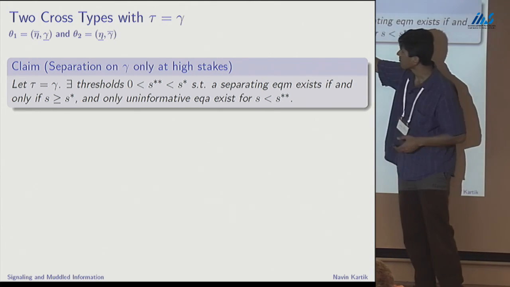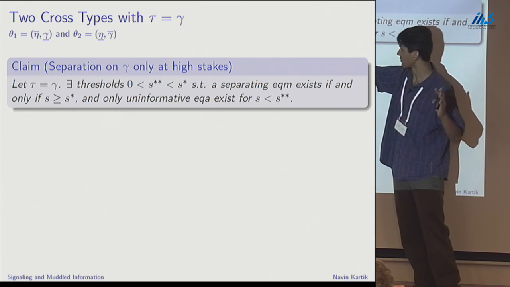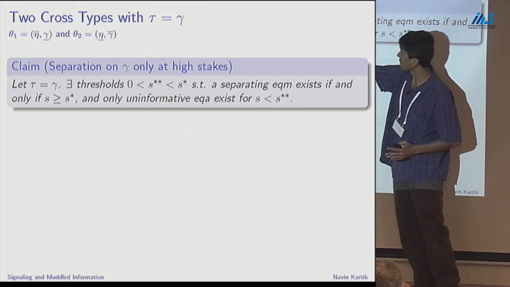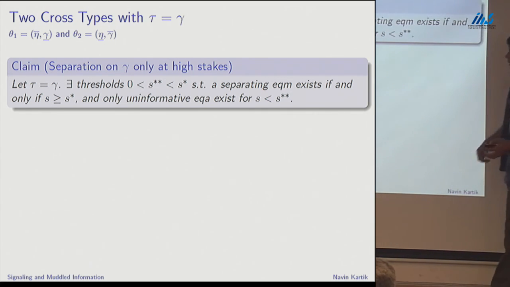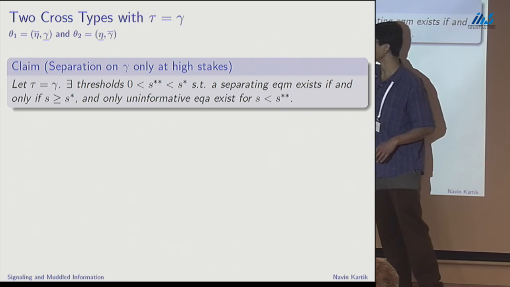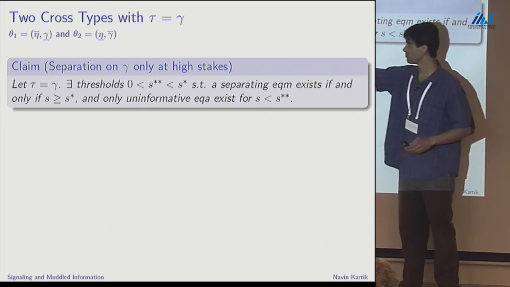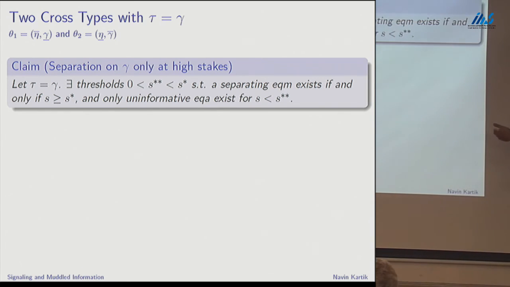More precisely, there's going to be two thresholds. Of course, this S star doesn't need to be the previous S star. Bad notation. So there's going to be some high threshold and some lower threshold, such that there's a separating equilibrium only if stakes are above the high threshold, and only pooling equilibria, uninformative equilibria, when stakes are below the low threshold. And I didn't state it on here, but there's going to be partial pooling in between.